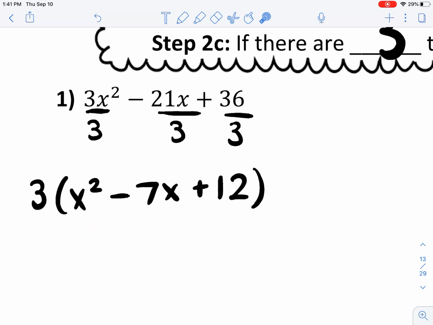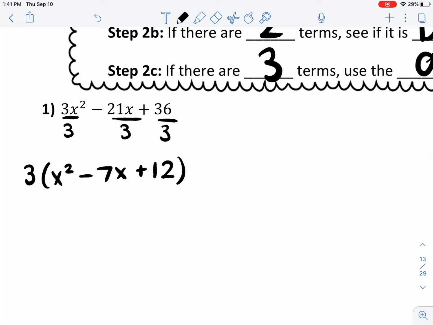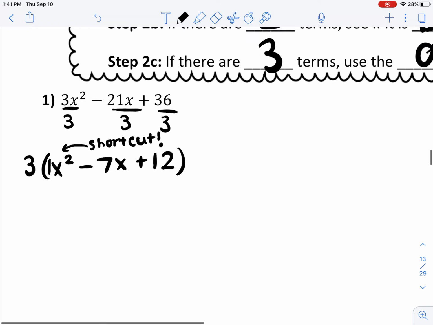So I'm focused on the x squared minus 7x plus 12 now. This is 1, 2, 3 terms. So according to step 2, I have 3 terms, so I'm going to follow step 2C. If there are 3 terms, use the AC method. I have to use the AC method, but there's good news. We can do the shortcut AC method. And the reason we can do the shortcut is because now this x squared does not have a number in front of it, meaning it has an imaginary 1. And we can do the shortcut whenever there's an imaginary 1 or a 1 attached to the x squared.